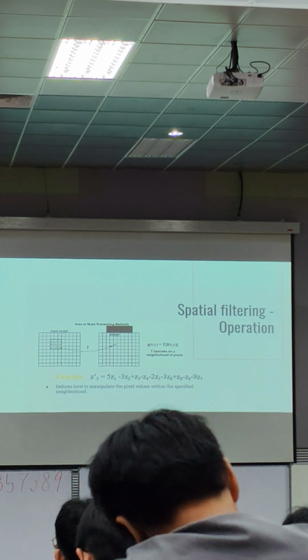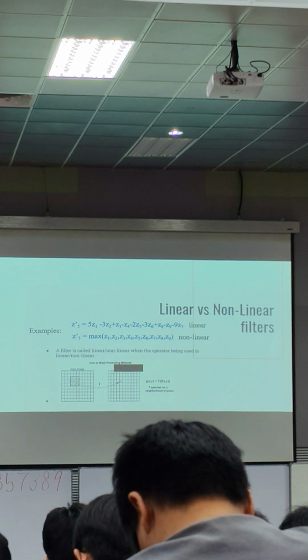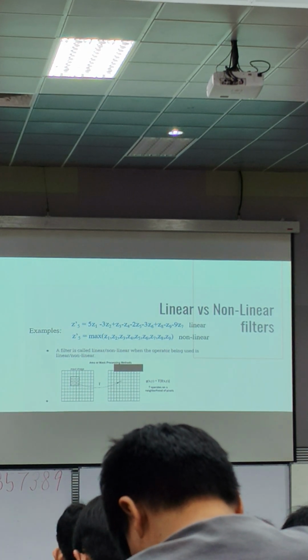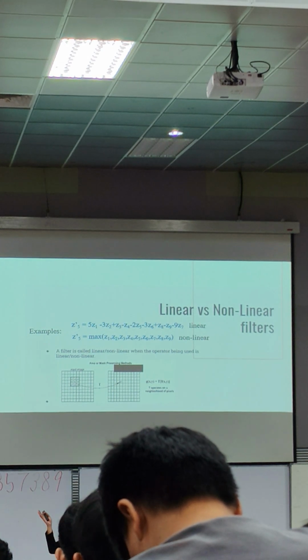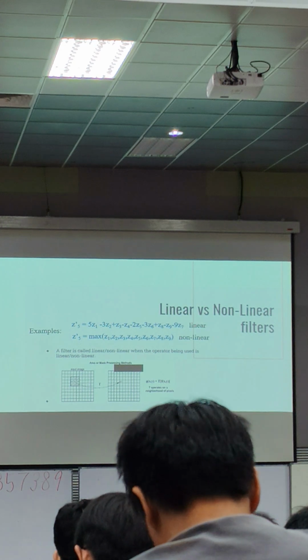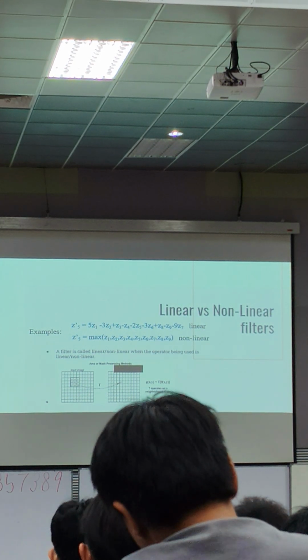All the processing under spatial domain consists of two types. They are either linear or non-linear. When we say, oh, that lecturer is very linear to the students, that means we are taking consideration of everybody's voices over here.